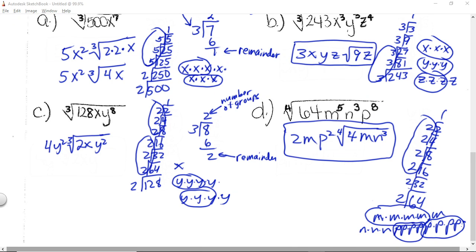Okay, so that's all the examples we have to look at for simplifying radicals of higher roots. Just remember it's not just 2 in a group anymore. The number in a group comes from the index. We look at that index and see how many need to be in each group.